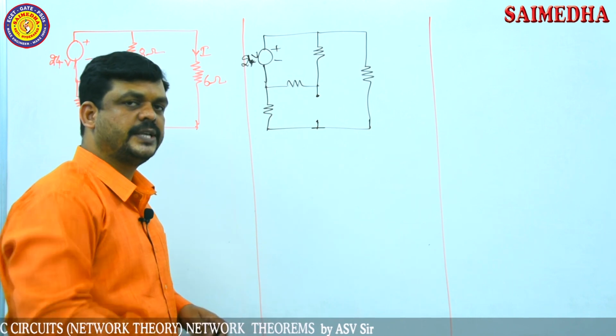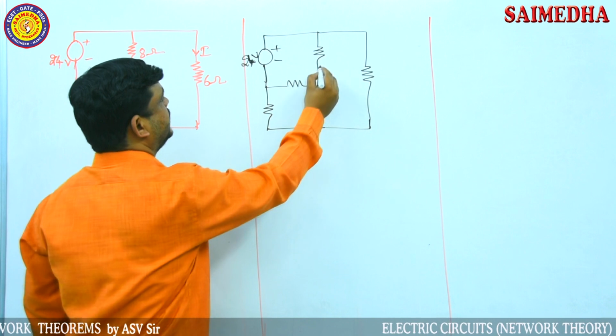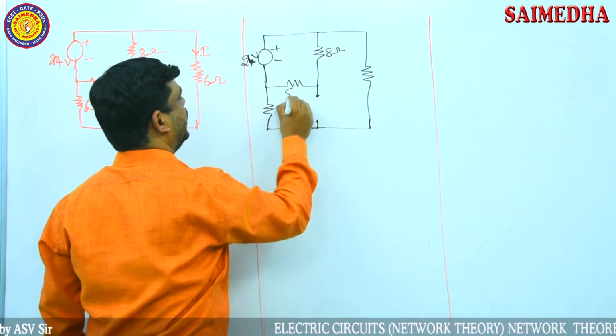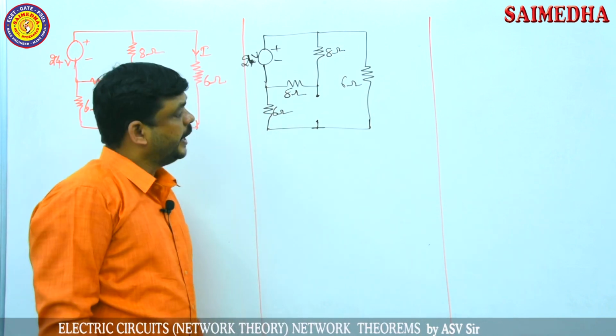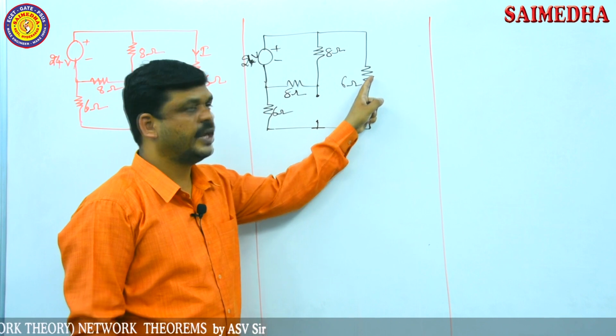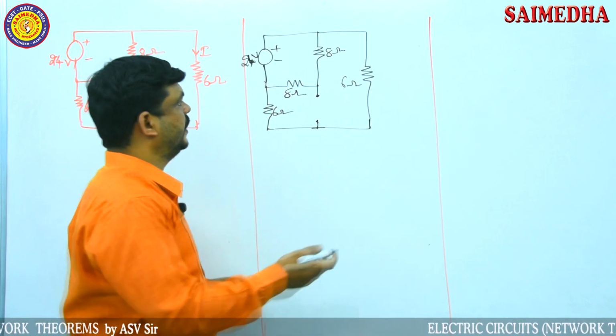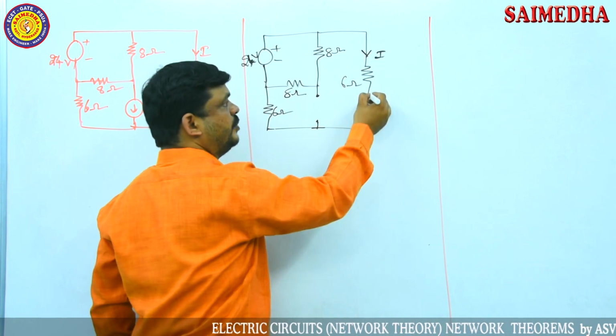So the current source acts as an open circuit. Now this is open circuited, and the remaining network is like this: here 8 ohms and here 8 ohms, a 6 ohms resistor and a 6 ohms resistor. If the current source is open circuited, this 6 ohms and this 6 ohms are connected in series combination. According to the given problem, the required quantity is I, the current through the 6 ohms resistor.